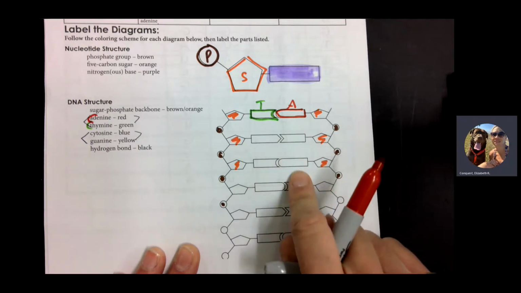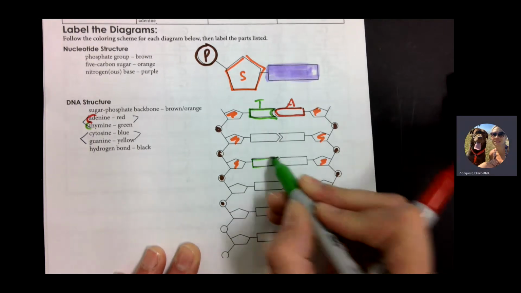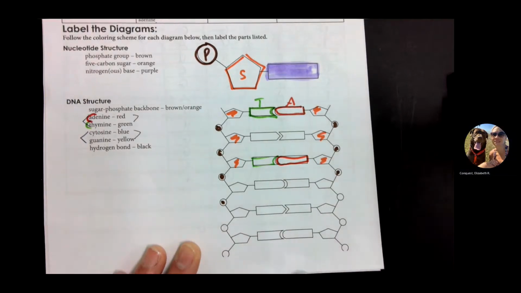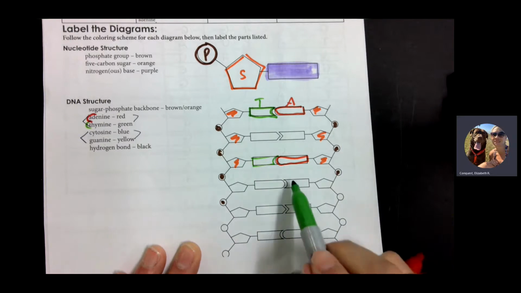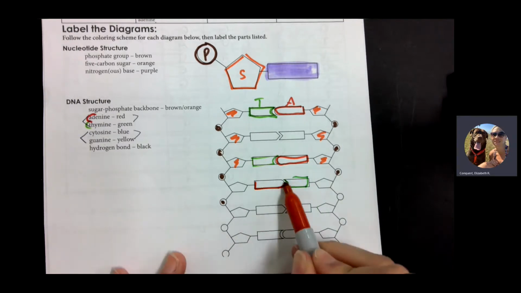So I would make these my G's and C's. All right, but here again we have curved. So my T and this would be A. Now on this side, it's still curved, but they switch it up on you. So this would be my T.